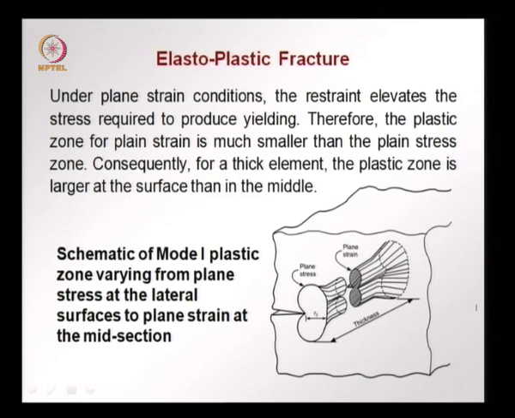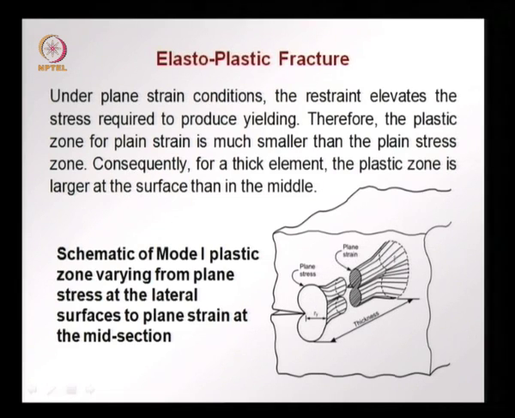We see a difference in the plastic zone size depending on whether the conditions are close to plane stress or plane strain. In plane strain, there is a confinement of the region, there is a restraint, and therefore the zone is small compared to when you have plane stress. The plastic zone in plane strain is smaller than the zone that we have in plane stress. Suppose we have a very thick element, we will have plane strain in the middle because of the confinement, and on the surfaces we have plane stress.